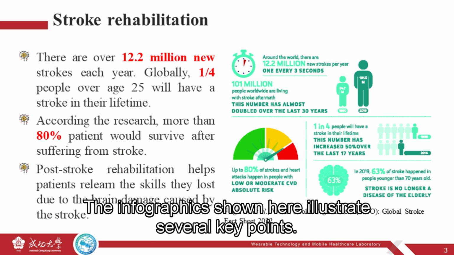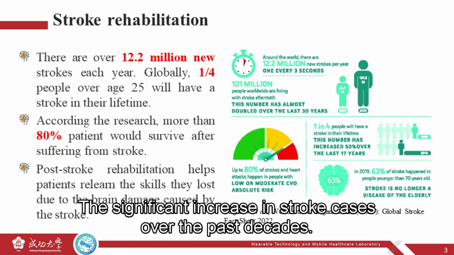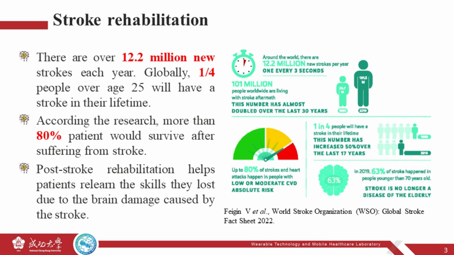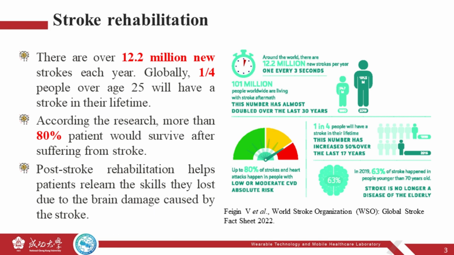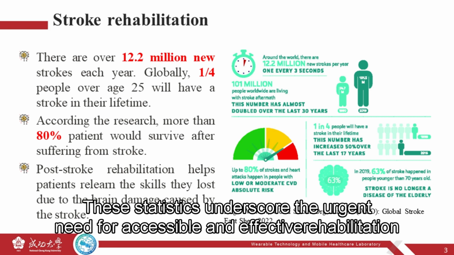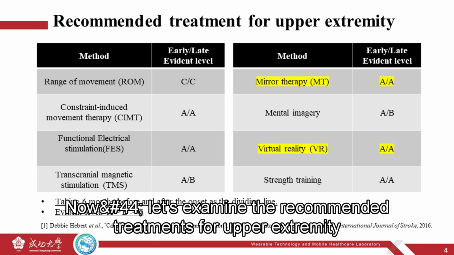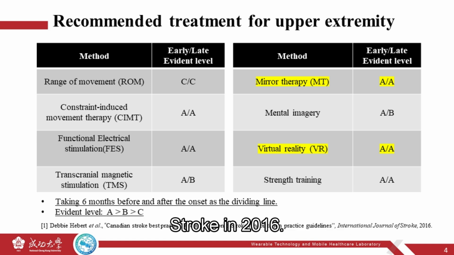The infographics shown here illustrate several key points: the significant increase in stroke cases over the past decades, the growing prevalence among younger populations, and the fact that stroke is no longer exclusively a disease of the elderly. These statistics underscore the urgent need for accessible and effective rehabilitation solutions, which is precisely what our research aims to address. Now, let's examine the recommended treatments for upper extremity rehabilitation based on the Canadian Stroke Best Practice Recommendations published in the International Journal of Stroke in 2016.